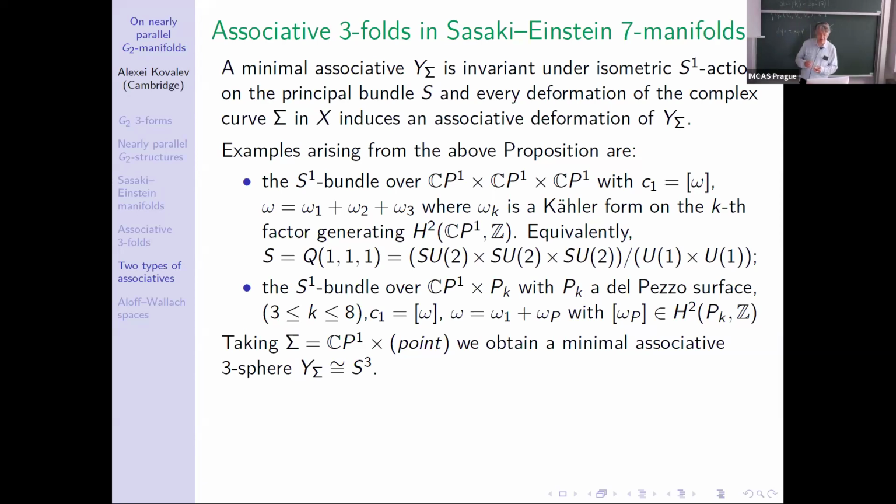So sigma would be CP1 times a point, and the minimal associative will be a 3-sphere. So it's an S1 bundle over CP1, but it's topologically non-trivial. So it's not a product, but instead it's a 3-sphere.